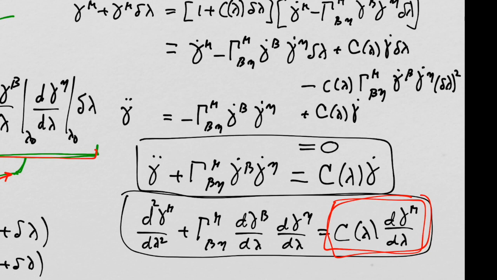So in the next lesson, that's what we'll do. We'll do the reparameterization of this curve in order to eliminate this right-hand side in red.